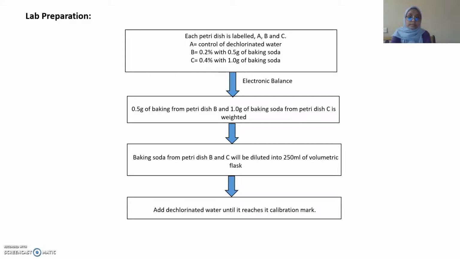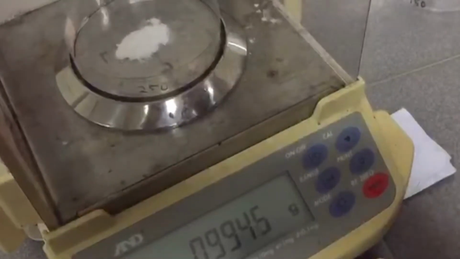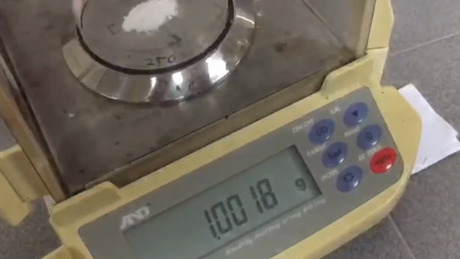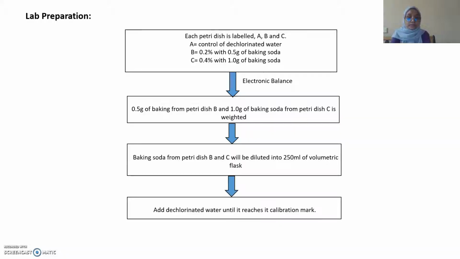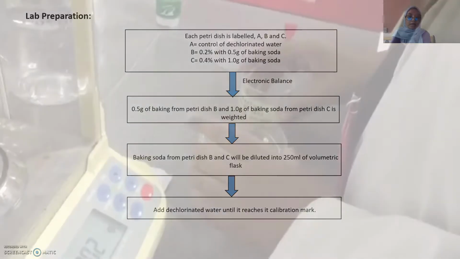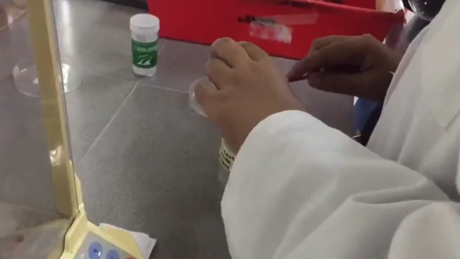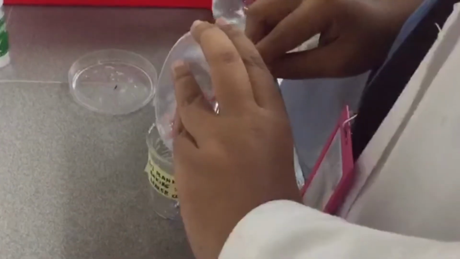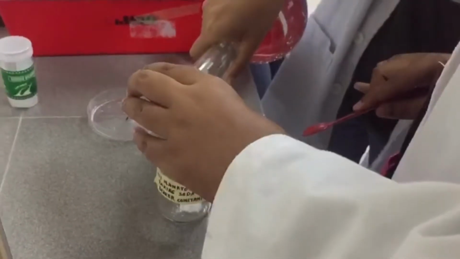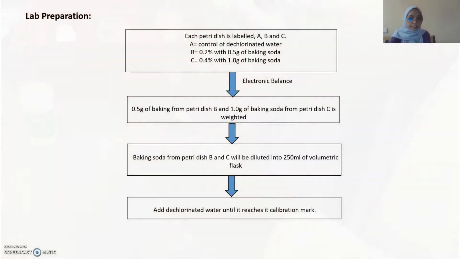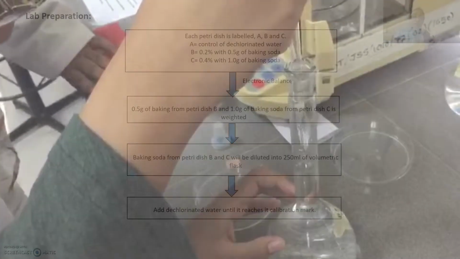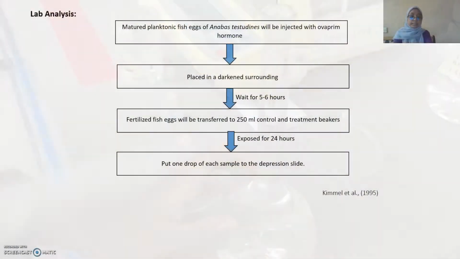Afterwards, we use the electronic balance to weigh the baking soda that we want. We use 2 treatments, low concentration and high concentration, which are 0.2% and 0.4%. After we weigh it, we had 0.5 gram for the low concentration and 1.0 gram for the high concentration of baking soda. Then we had the dilution part. We use a 250 milliliter volumetric flask and add dechlorinated water until it reaches its calibration mark.